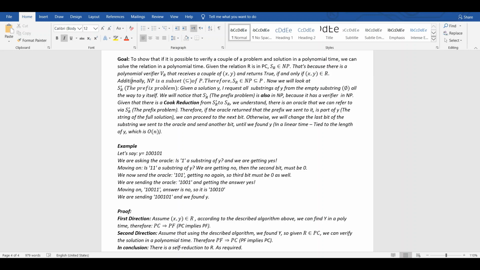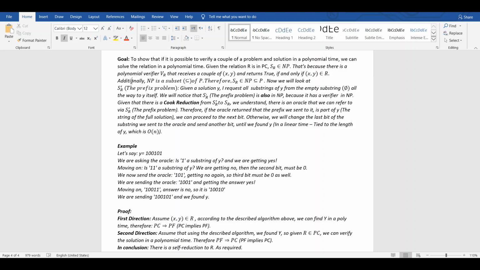Now, we'll look at SR tag, the prefix problem. Given a solution y, I request all substrings of y from the empty substring all the way to y itself. We will notice that SR tag, the prefix problem, is also in NP, because it has a verifier in NP. Given that there is a quick reduction from SR tag to SR, we understand there is an oracle that we can refer to via SR tag, the prefix problem.